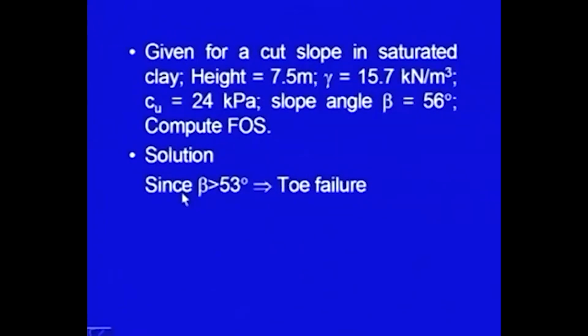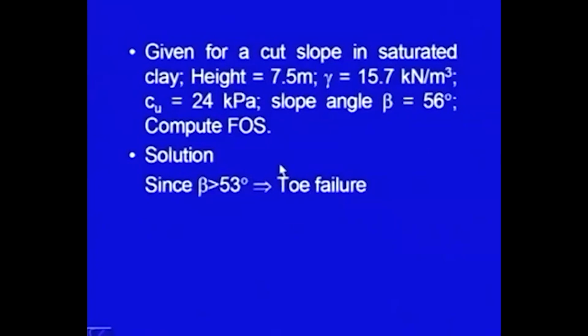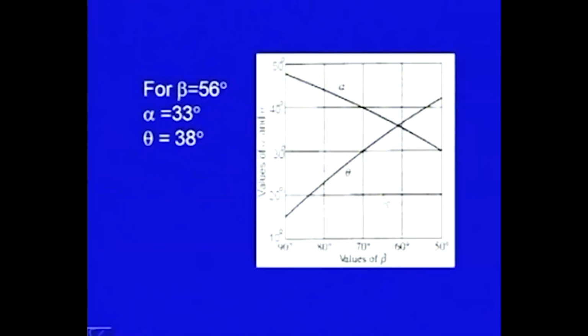Now, I told you in the last class that for beta more than 53 degree, the slope in this clay condition will always be a toe failure. So, here beta is 56, which is more than 53, so it is a toe failure. So, let us use the graphical solution for toe failure.